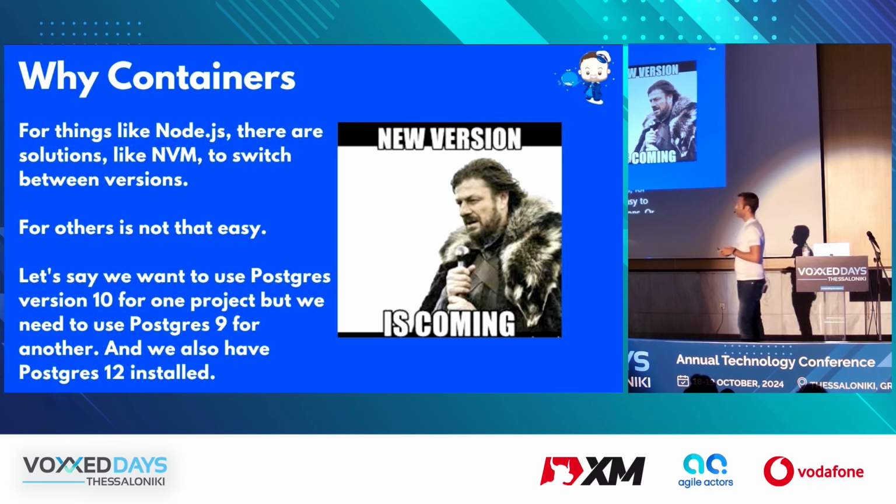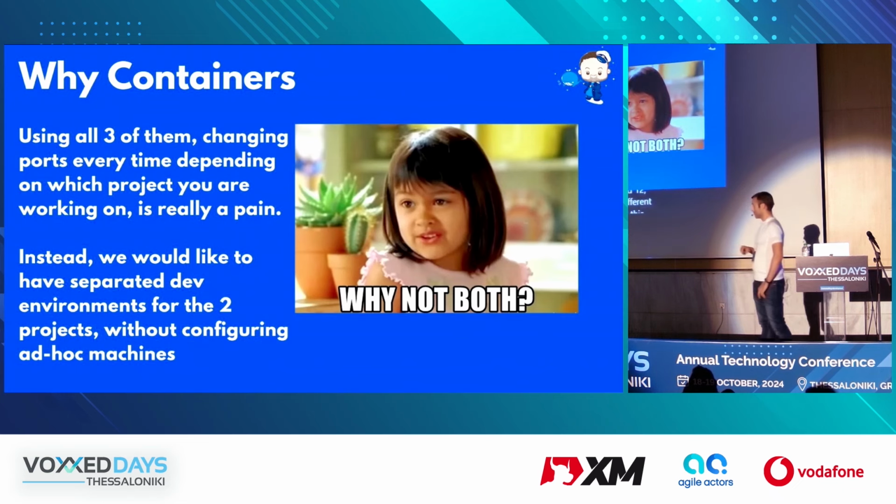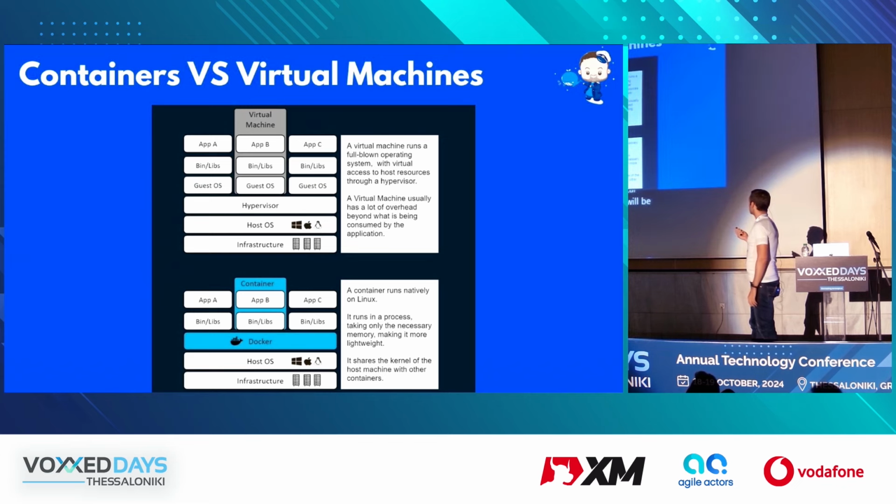So let's say that, for example, we want to use different versions of Postgres, 10, 9, and 12, because we are working on different projects at the same time, and this happens kind of often. This might be a bit hard. So by having this local development environment, it would be nice to have them in separate environments. And this happened to me also some years ago. And of course, we don't do a slide like this.